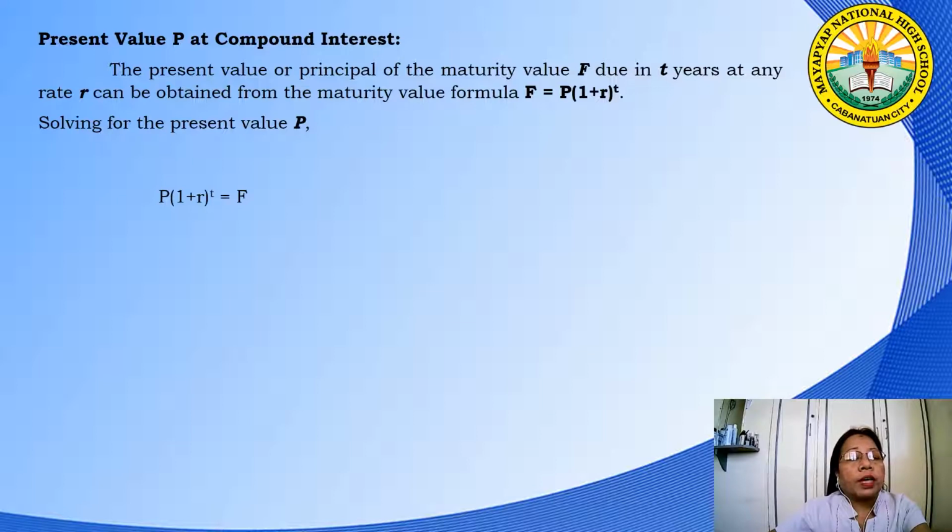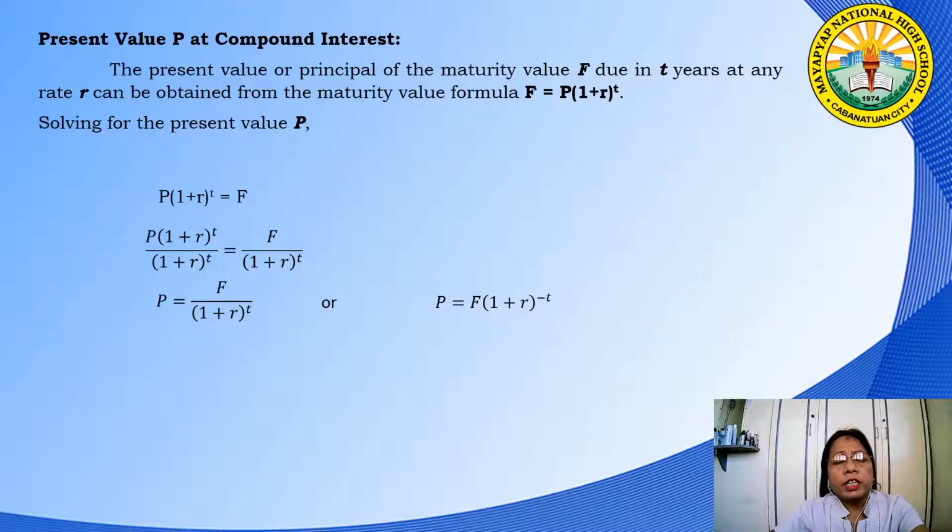By dividing both sides by quantity 1 plus R raised to T, P equals F over quantity 1 plus R raised to T, or P equals F times quantity 1 plus R raised to negative T. By putting the denominator quantity 1 plus R raised to T in the numerator, the exponent T becomes negative. So you can use these two formulas in order to find the present value at compound interest.